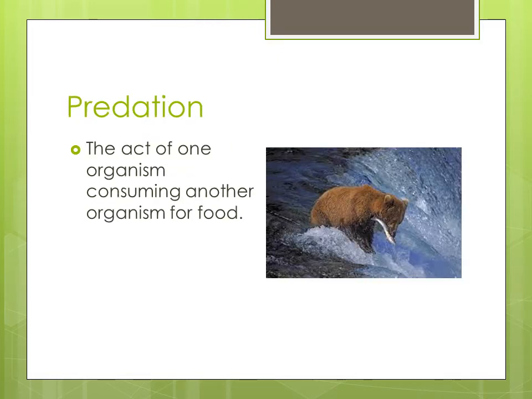Then you have predation. Predation is when you have one organism that uses the other organism for food. So basically, you could say that in the case here, a bear would use a salmon for food, so the bear predates on the salmon. However, when something uses a plant for food, we don't call that predation. Then we use a different term. We could say that they're being herbivorous, which means that they're eating plants.